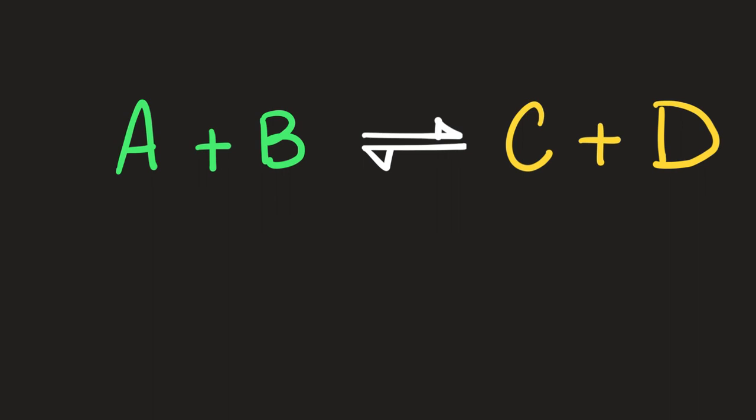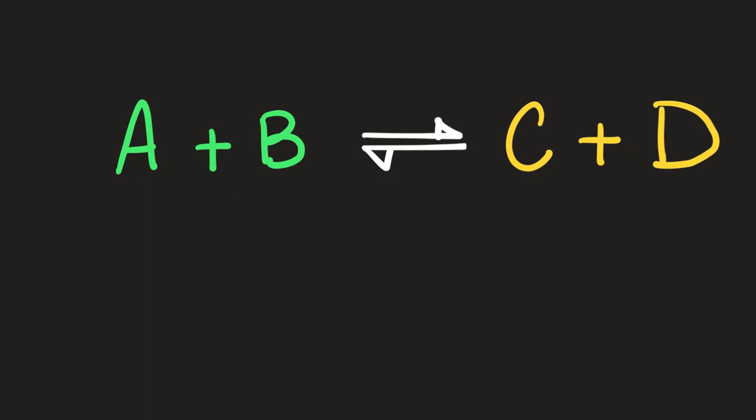Question number 2. What's going to happen if I add more products to this reaction? Pause. Answer. By adding more products, we're going to go the other way, favoring the reverse reaction and creating more reactants in the process until we go back to equilibrium.